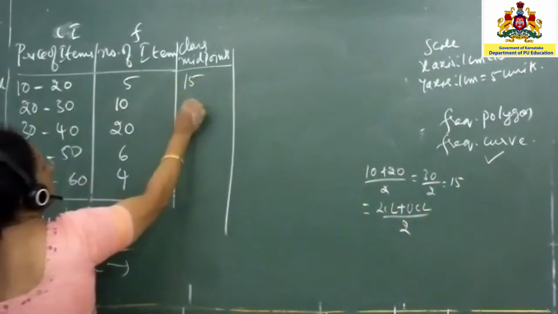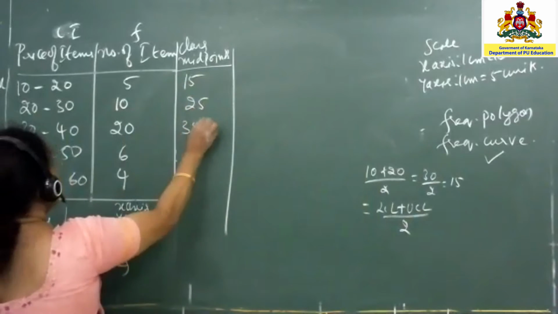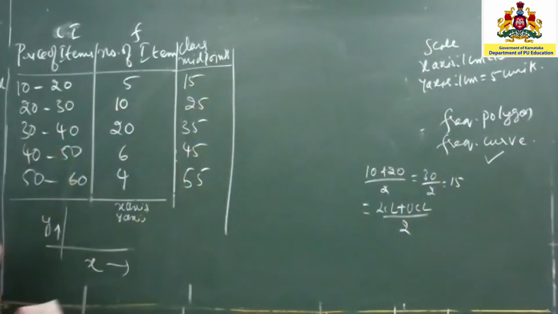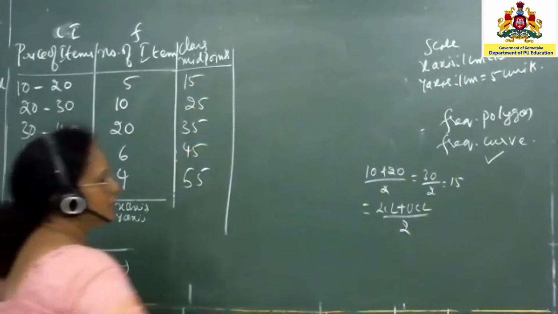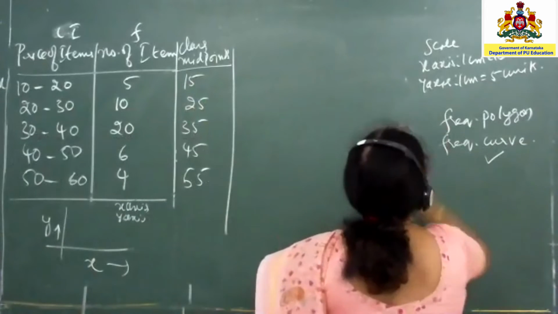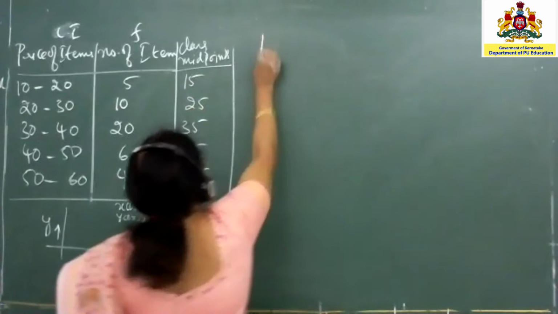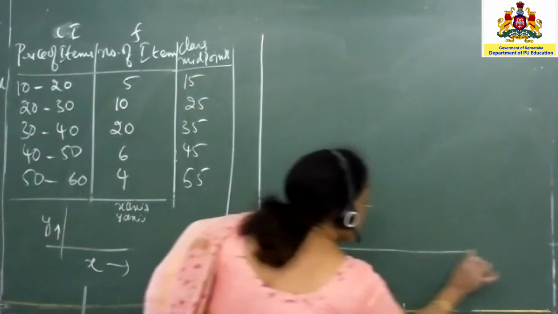So, you get the first number is 15. Next number will be 25. Next is 35. So, next is 45. Next one will become 55. Now, without histogram, if you have to draw, you will take the same x and y axis.